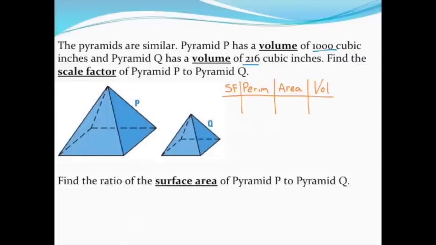Now, since those are volumes, of course, I'll begin in the volume column. And this problem tells me to go in a specific order, pyramid P, the larger one, to pyramid Q, the smaller one. If they don't tell you what order to go in, you can use any order, but if they do tell you, make sure you go in that order. So my volume ratio is then going to be 1,000 to 216.